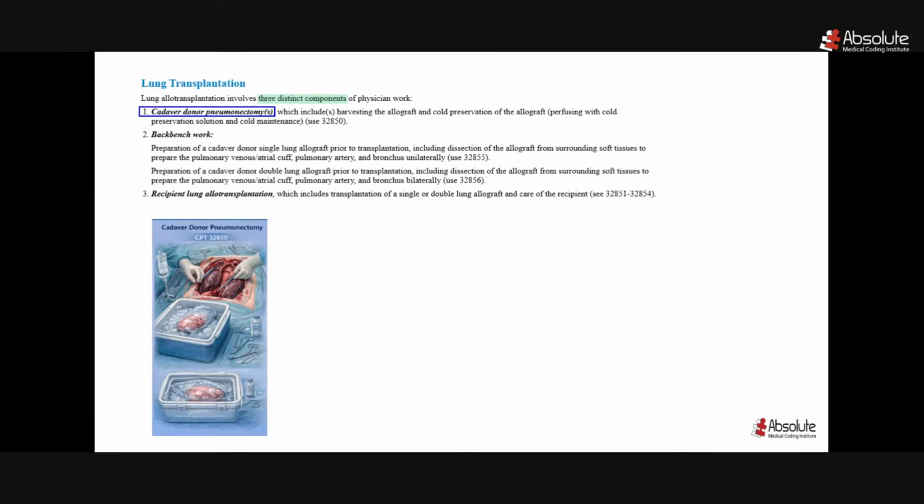The first component is the cadaver donor pneumonectomy, and this is reported with the CPT code 32850. And this includes the harvesting of the donor lung, cold preservation of the allograft, perfusing with the cold preservation solution, and also the cold maintenance. So all these procedures are included in your cadaver donor pneumonectomy code, that is 32850. Everything related to removing and preserving the donor lung is bundled into 32850.